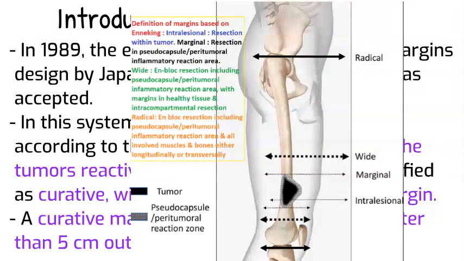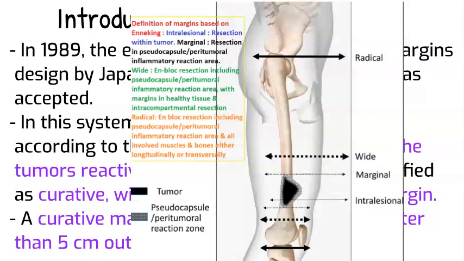You see a lot of these pictures. Started off with definition of margins based on Enneking. Intralesional, the resection within the tumor. Marginal, resection in pseudocapsule or peritumoral inflammatory reaction area. Wide, en bloc resection including pseudocapsule or peritumoral inflammatory reaction area, with margins in healthy tissue and intracompartmental resection.